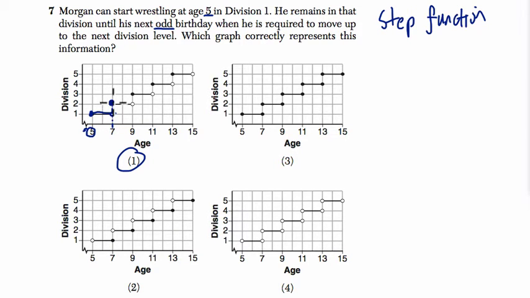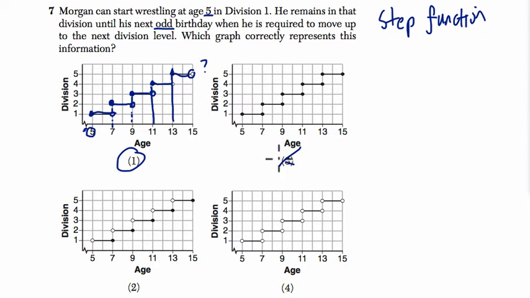He's up here in division 2. That's his next odd birthday. He stays in that division until he turns 9. Then at 9, we go up to division 3, and so on and so forth. Division 4 when you're 11, and division 5 when you're 13. And then you stay there until you're 15, and then I guess who knows what happens after that.